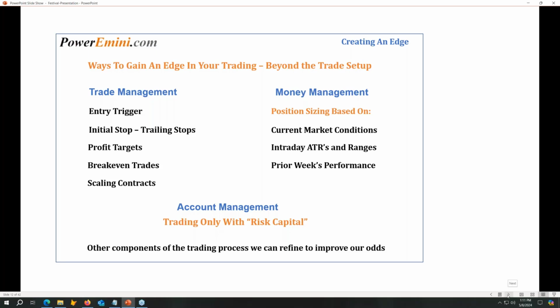They always say, hey, only trade with risk capital, but we have this little technique that we use that goes a long way towards making that a reality.